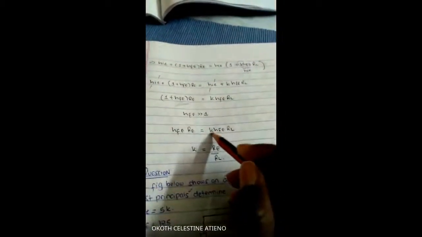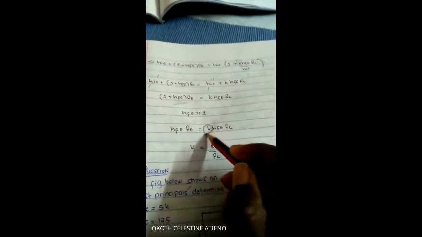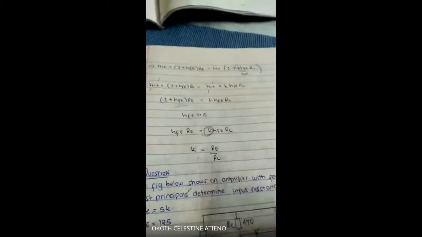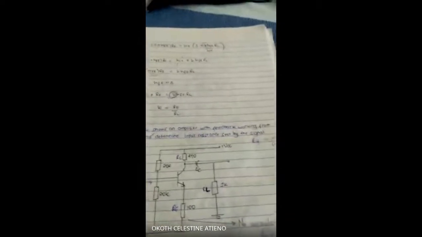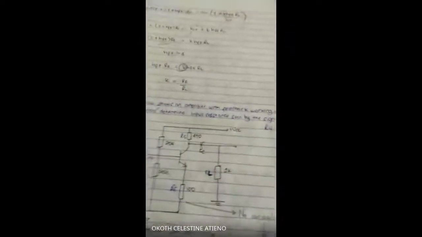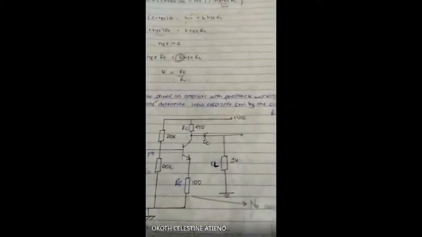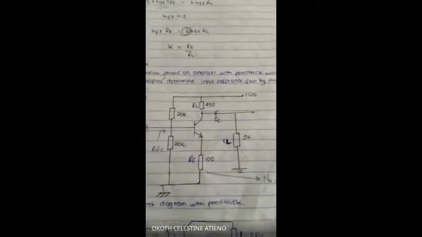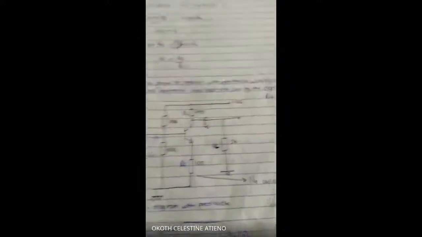So to find K, you want to make K the subject of the formula. So you'll have RE over RL. I know the derivation is a bit long, it's not hard, but you have to go through it again for you to remember. But when we use it in this question, you will understand. It will be so much easier.